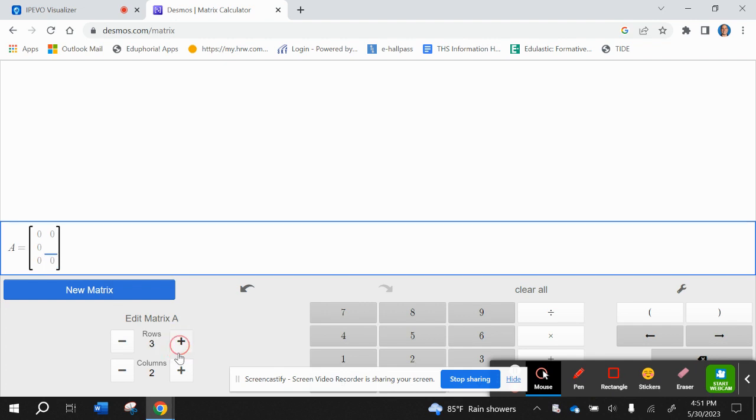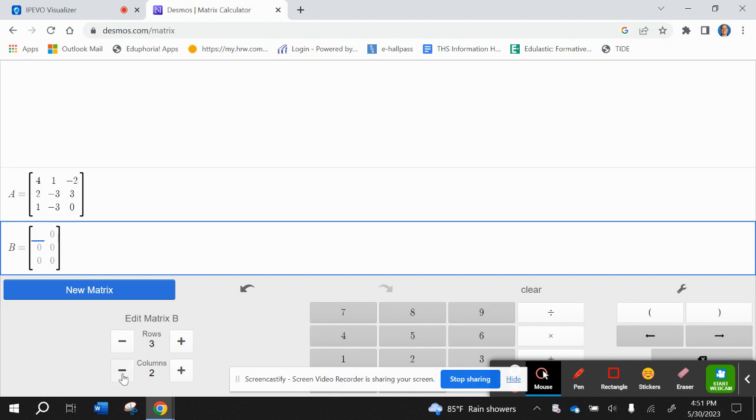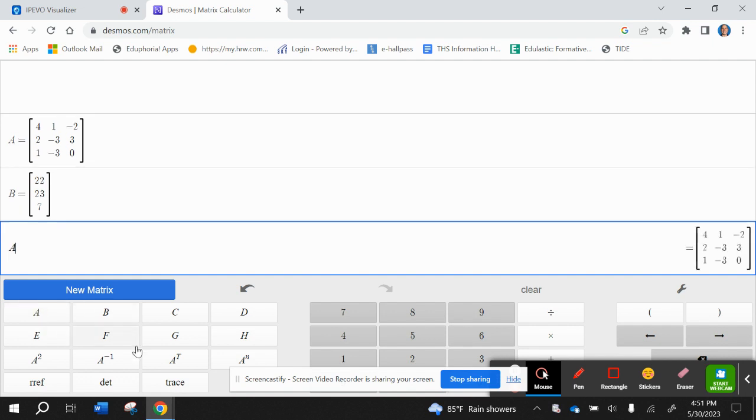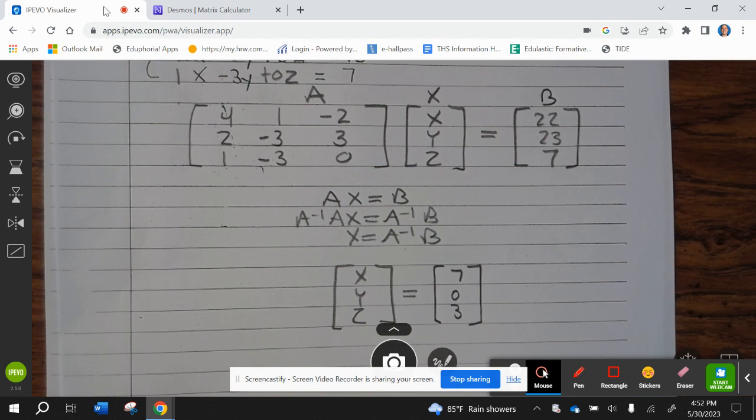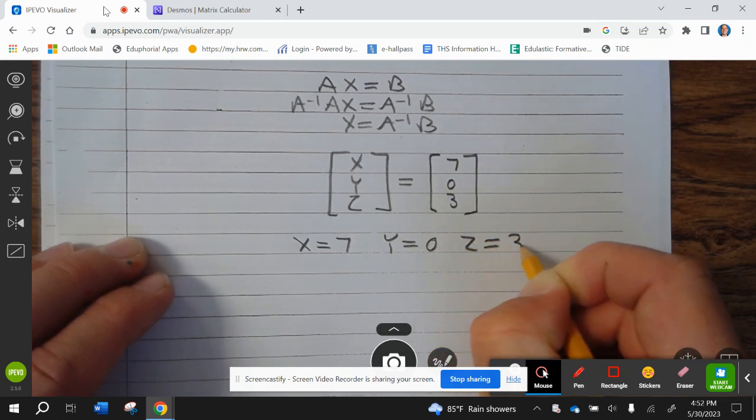To do that, we go to desmos.com matrix, new matrix, and then I can click on the matrix and change the dimensions to 3 by 3. So we have 4, 2, 1, 1, negative 3, negative 3, negative 2, 3, 0, enter, and then new matrix, that's the 3 by 1, and that's 22, 23, 7, press enter, and then all I have to do is A inverse B, so that's 7, 0, 3. So X equals 7, Y equals 0, Z equals 3.